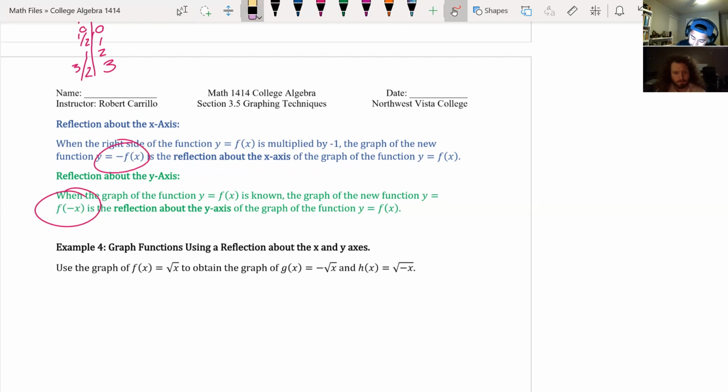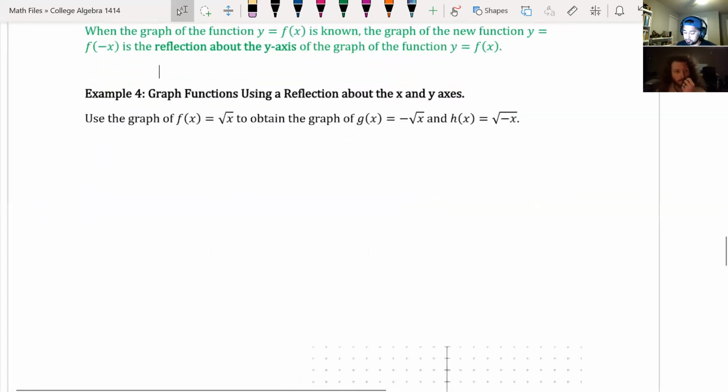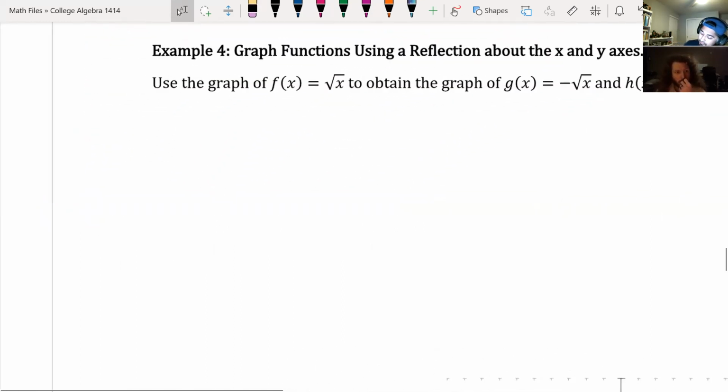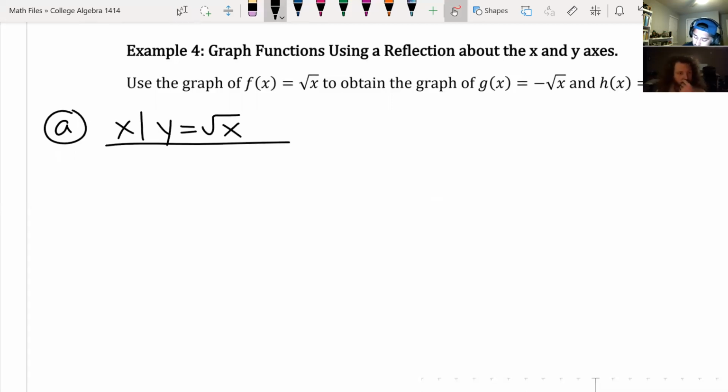All right. Let's try it out with the square root of x again. Why not? There's our parent function. So for a, we'll just have x and y equals the square root of x. And we already know what numbers to pick. 0, 1, 4, 9. I don't need 16. And you square root those, and 0, 1, 2, 3.